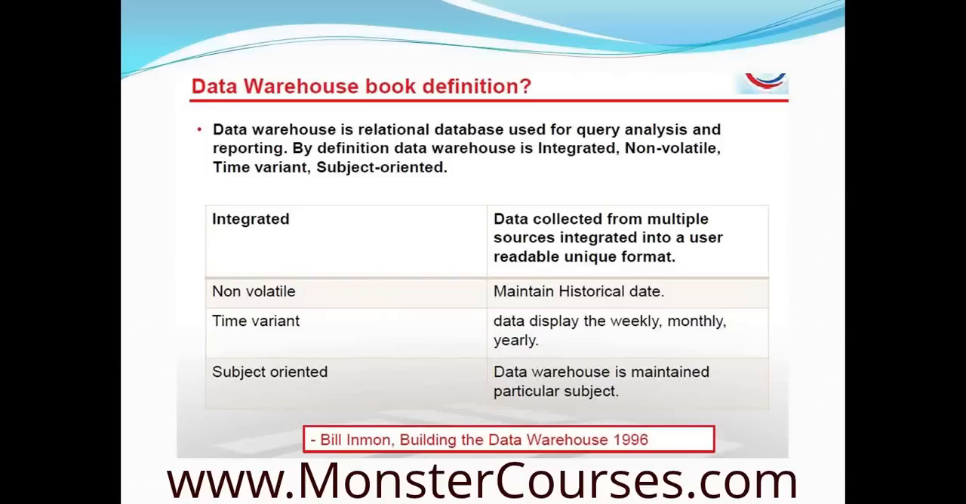The second one is time variant. Time variant is nothing but that we can get the data based upon month, or week, or year, or quarter. Whatever the time period, we can extract the data for that.